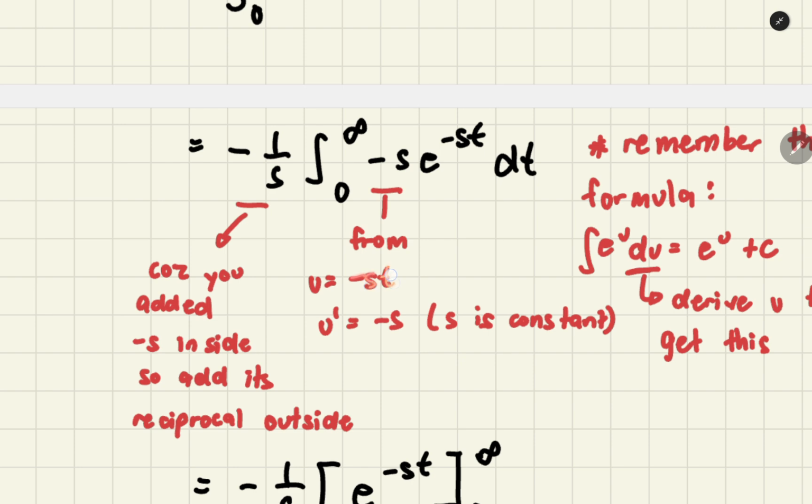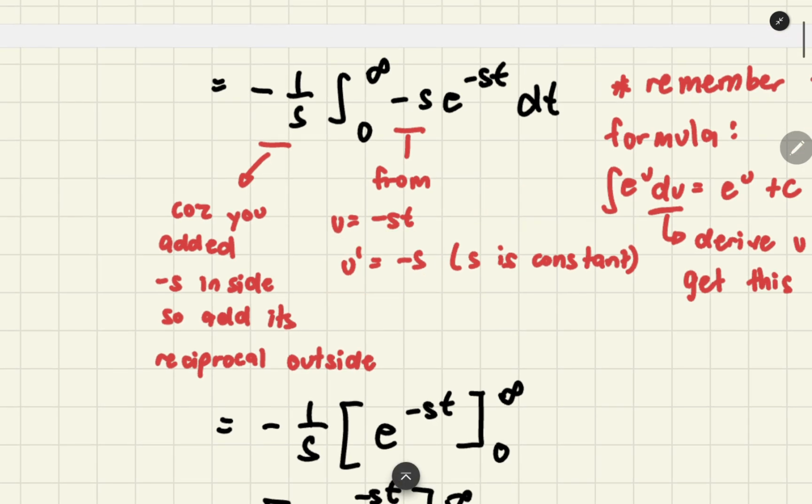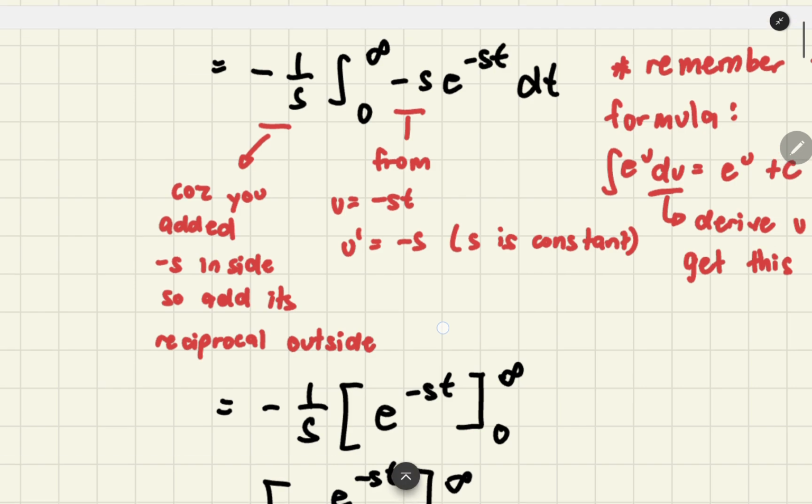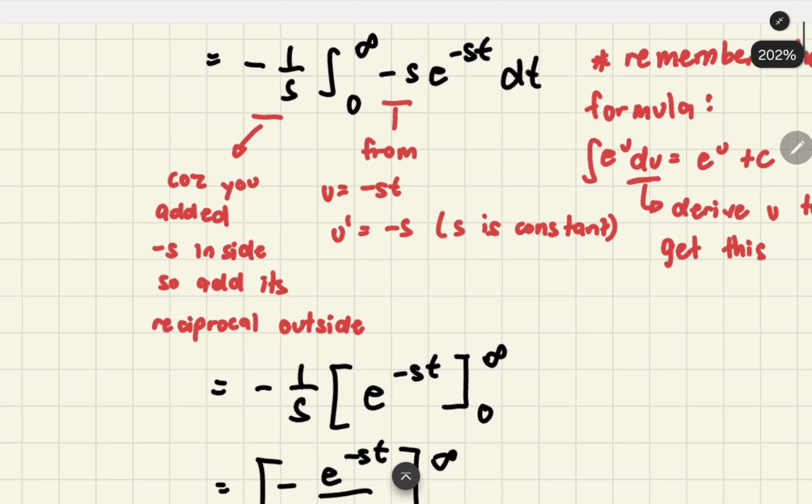From this one, negative st, we know that t is the variable and negative s is the constant. So that will just be negative s times 1, t raised to 1 minus 1, so it will become 0. Negative s times 1 is just negative s. So that's the derivative of the u. Now, since we added negative s inside the integral, we are going to add the reciprocal on the outside of the integral. I hope you recall your integration.